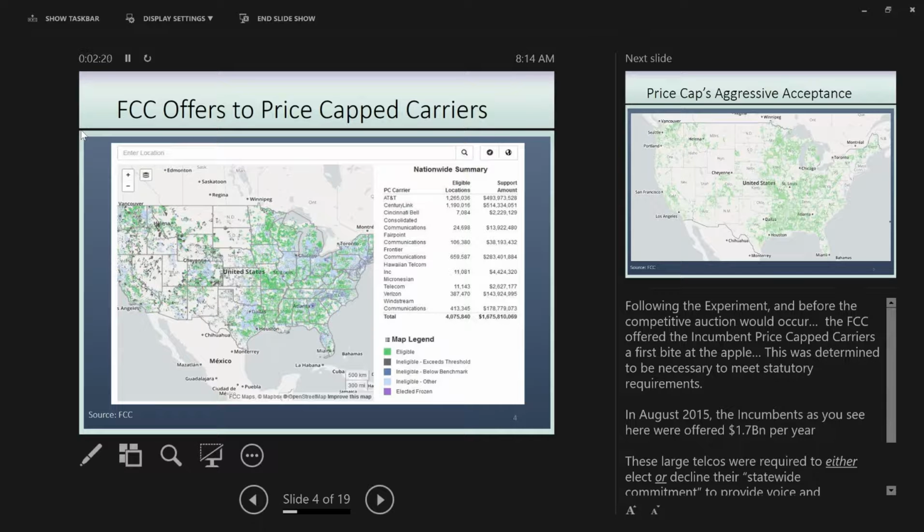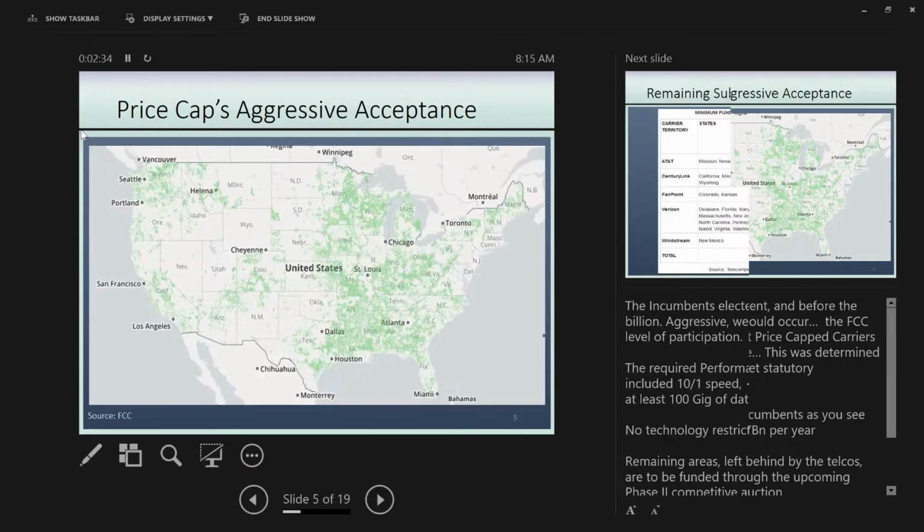These large telcos either had to elect or decline their statewide commitment for all territories within a state. As a result, we see in the next slide that the price caps accepted the offer very aggressively. In fact, it surprised us to a large extent that they did take $1.5 billion a year off the table.